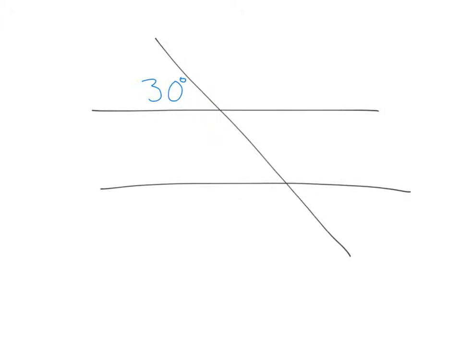Hi team, let's see how we got on. So, 30 degrees there, we know that that angle there is going to be 30 degrees. If we slide it down, we know that that angle there is going to be 30 degrees, or corresponding angles. And likewise that one there.